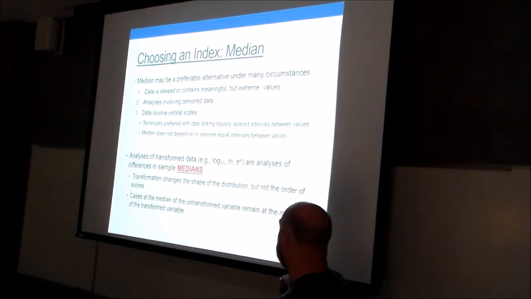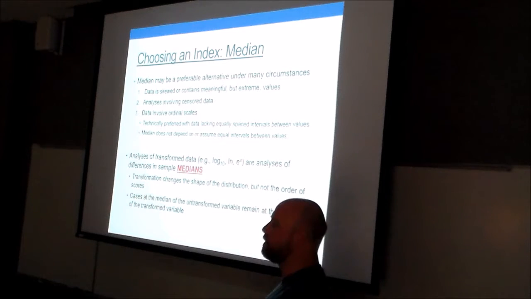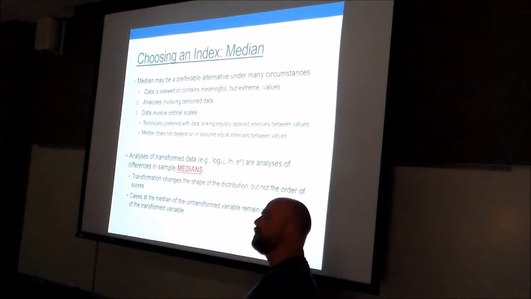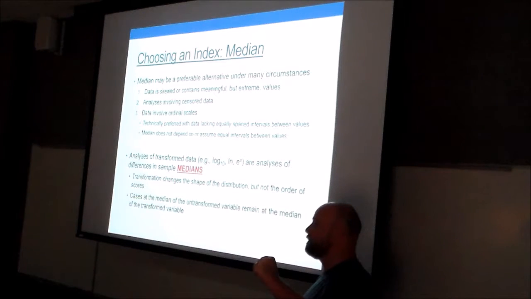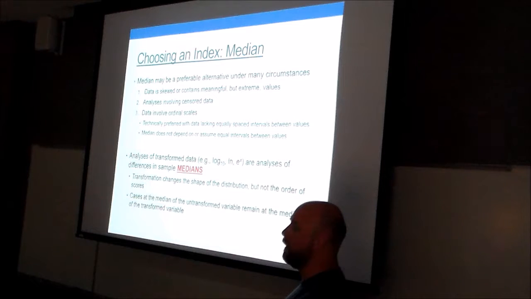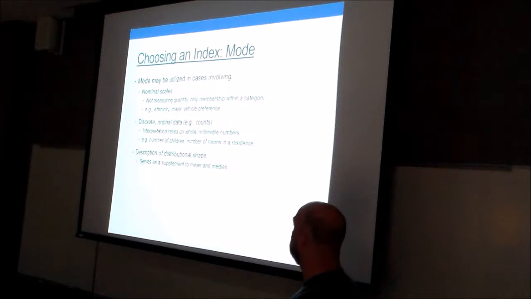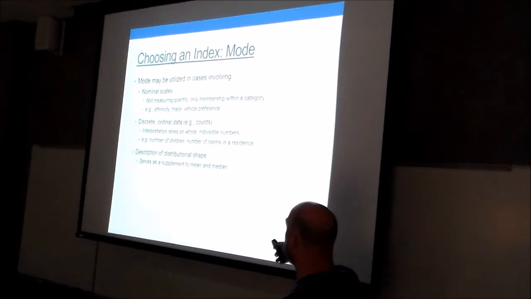But it's important to consider that when we have weird distributions that have skew, median is going to be the measure of central tendency we want to look to, and every time we create transforms, we're working with median-based statistics here.